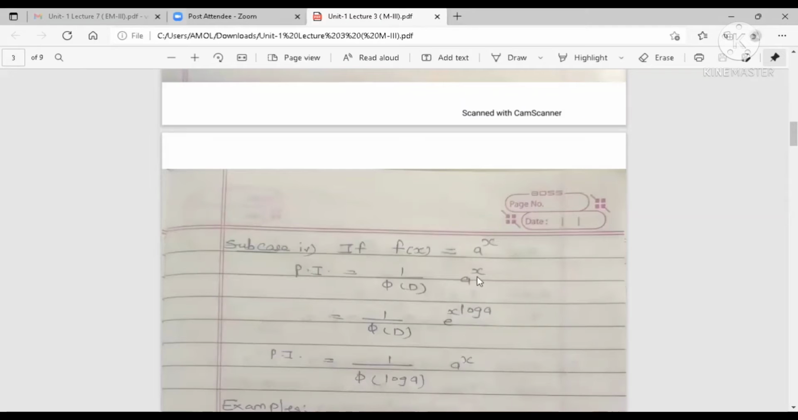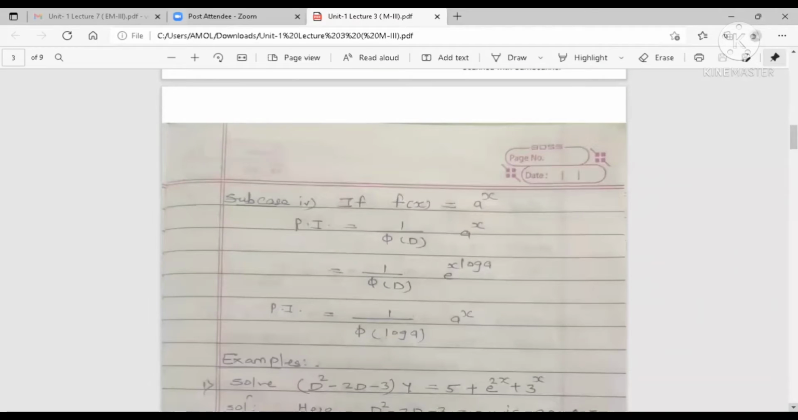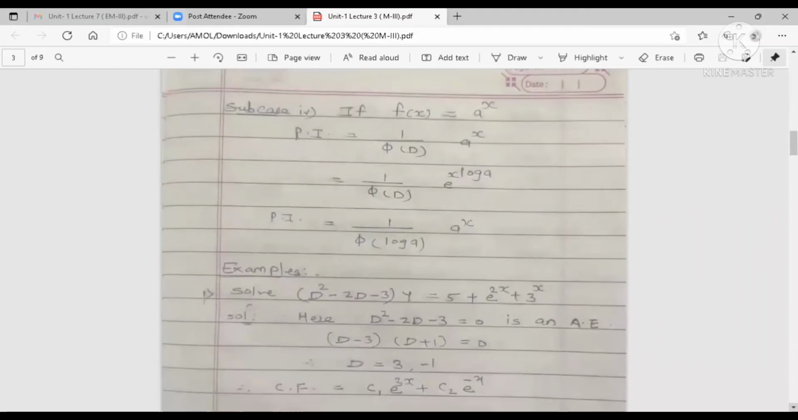Here we can write a raised to x as e raised to x into log of a, because if we write a raised to the power x, the term will be e to the power log of a raised to x, and then e and log cancel each other, and so you will get your original function a raised to x. So we can write a raised to x as e raised to x into log of a. So this is the case 1 or type 1 results.